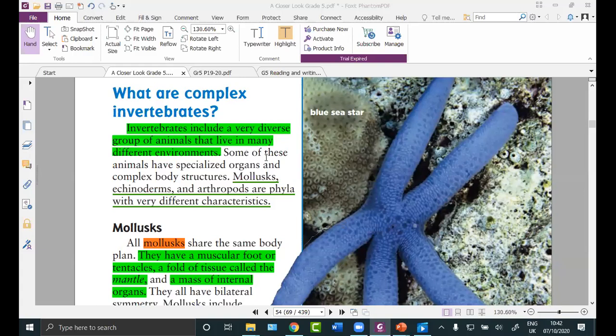Invertebrates include a very diverse group of animals that live in many different environments. Some of these animals have specialized organs and complex body structures. Mollusks, echinoderms, and arthropods are phyla with very different characters. Okay, thank you, Walid. Muhammad Tariq.